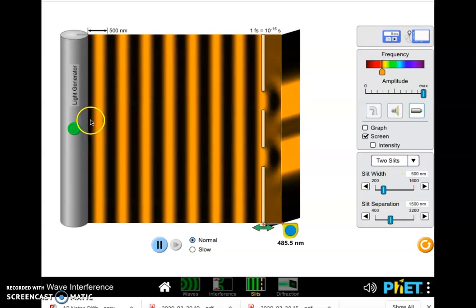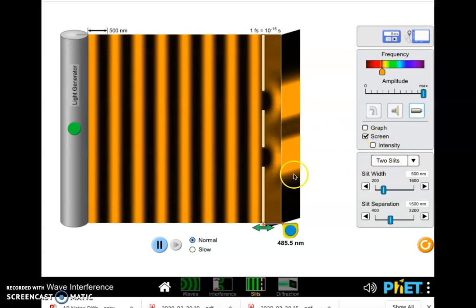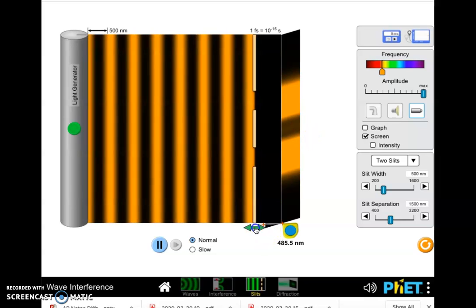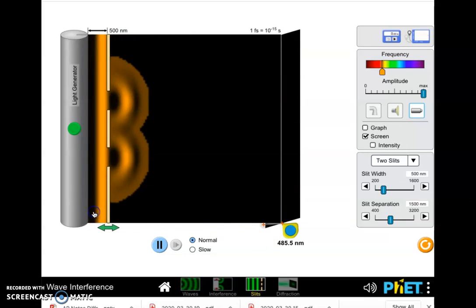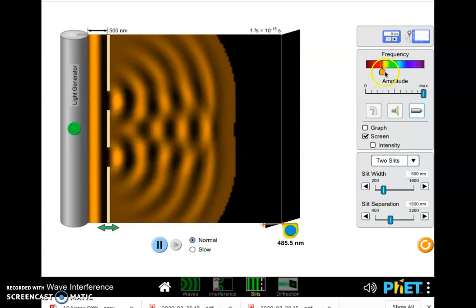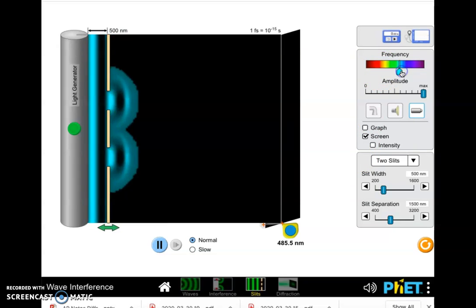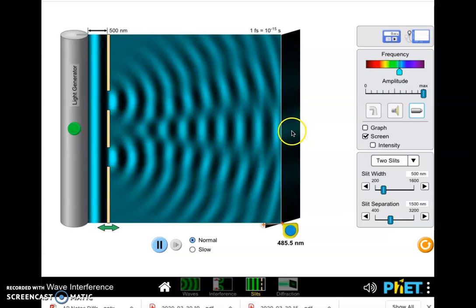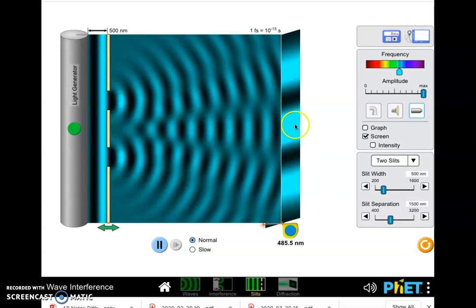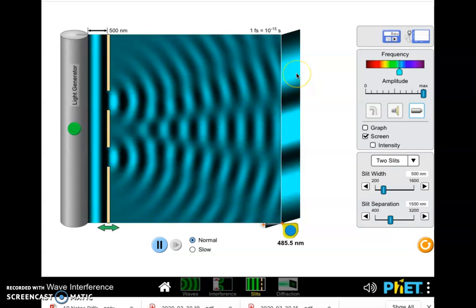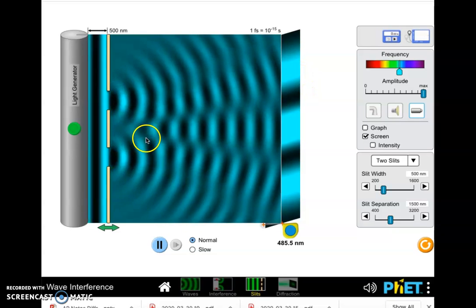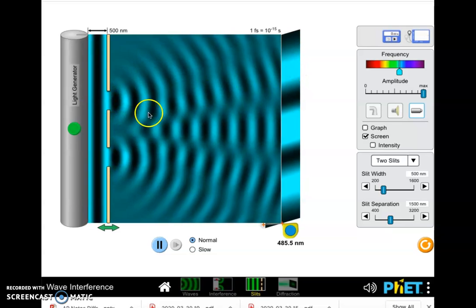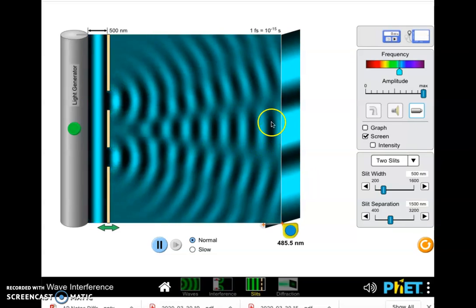So for this, it wants you to draw the nodal and antinodal lines. Let's put it on a fun color. I'm a huge fan of teal. Okay, I would see a bright spot here, then a dark, then a bright. In this case, my antinodal line goes straight across, where my waves intersect, and my nodal lines would just be in between there.